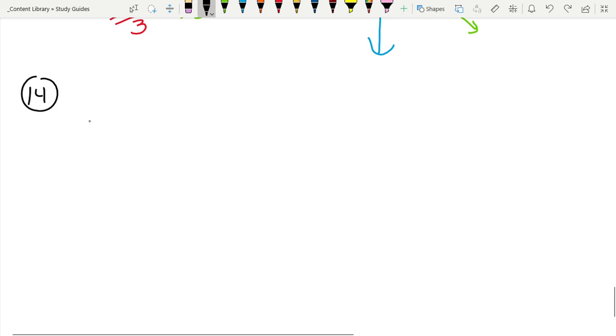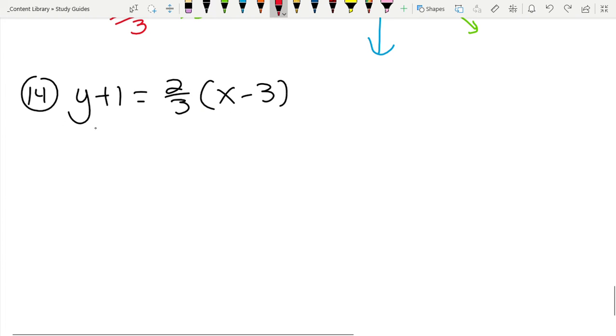Number 14. We've got y plus 1 equals 2/3 x minus 3. Now identify the equation. We're never going to change equations when graphing. We're always just going to use what they give us. This is in point-slope form. So we're going to pull off the point and we're going to use the slope.